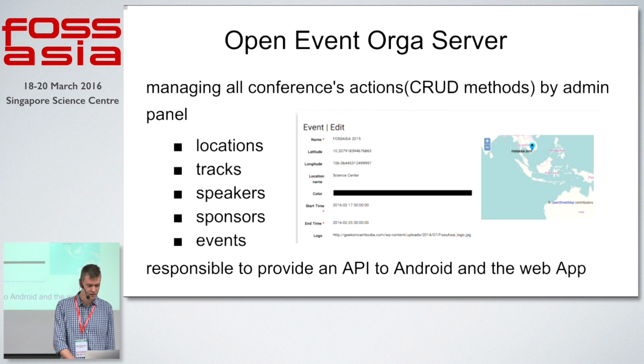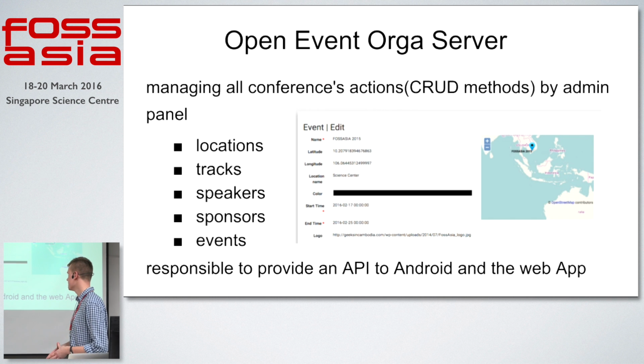If you are an organizer, you are able to create an event very quickly. For example, as you can see in this photo, you have to fill in a name and define the date when the event will start, and you are able to choose a location for the event. And also you can define the color or logos. So it's very easy to create.